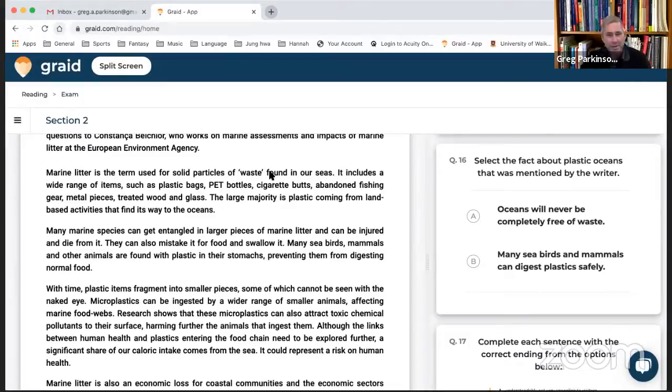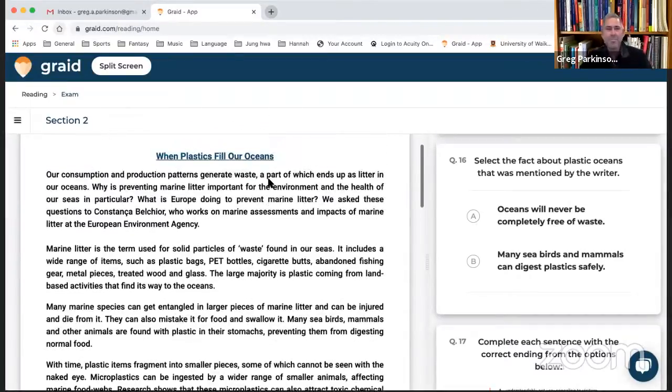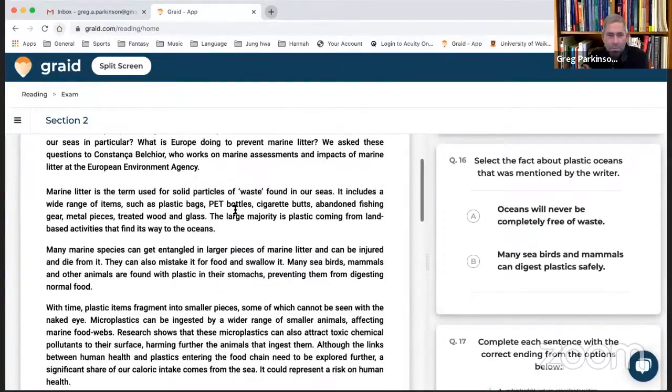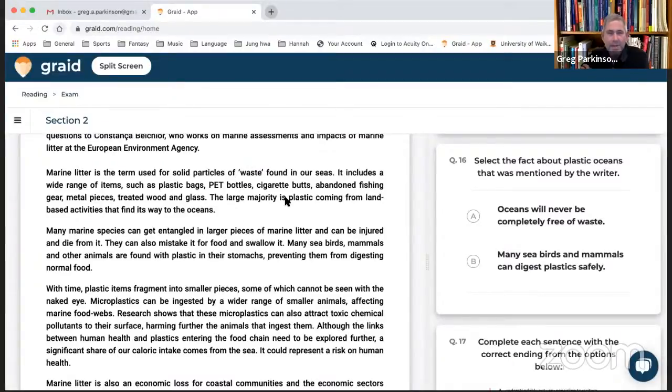Now, still want to confirm that that's the answer. So I'm probably going to be looking for free of waste, right? Or this might be a little harder to find because all of those words in the sentence might be high frequency words in this reading, but let's see if we can find the answer. So we can see waste here. So I'm just going to have a quick check. Marine litter is the term used for solid particles of waste found in our seas. That does not have the same meaning.